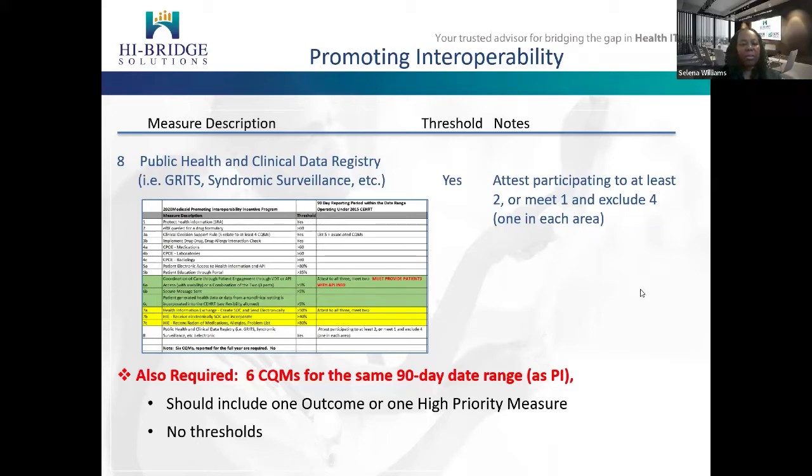And I think we've talked about the requirement for the CQMs. If you're having any challenges pulling a 90-day report, it must be the same 90-day date range for the PI report. It should include one outcome or one high priority measure. And then, of course, it doesn't have to meet a threshold for this requirement.